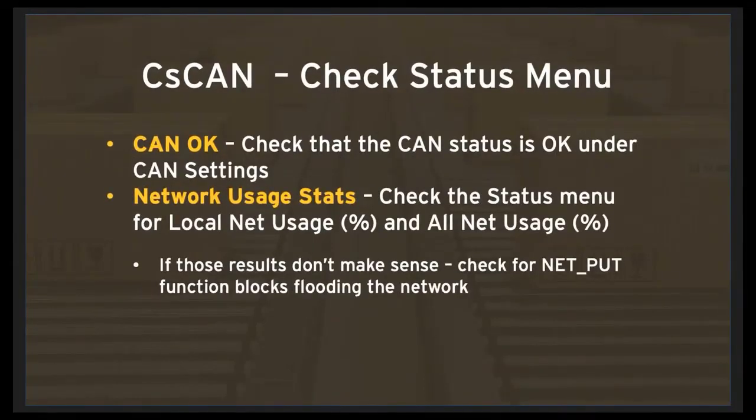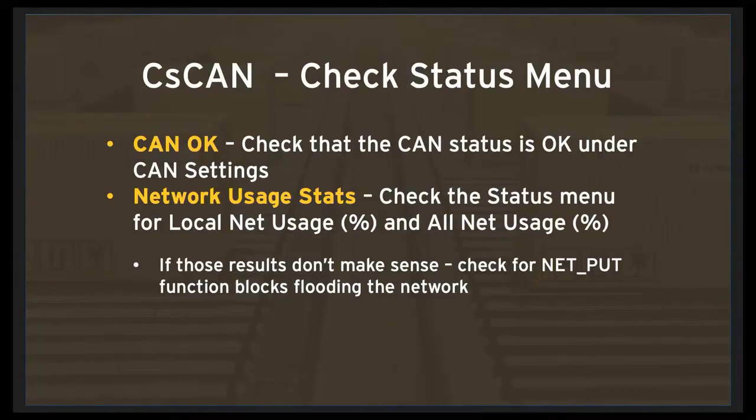Okay, another thing you can do, or should do absolutely on every installation, is you can go to the OCS system menu and take advantage of some of the diagnostics that are available there. The first thing that's available is CAN OK. That is something that you can check in the CAN settings under network configuration on the system menu. That obviously should be okay.